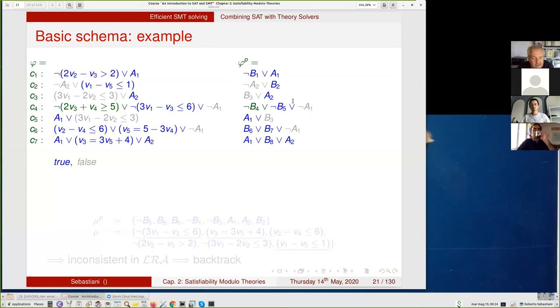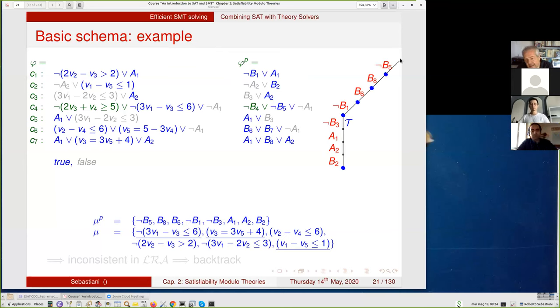For instance, this SAT solver finds a satisfying truth assignment, which is marked here in blue. It's easy to see that all those literals satisfy the formula because you have at least one blue literal for every clause. Suppose these are decisions and these are propagations. I will explain later what this T means. So we have this truth assignment, however it has been obtained.